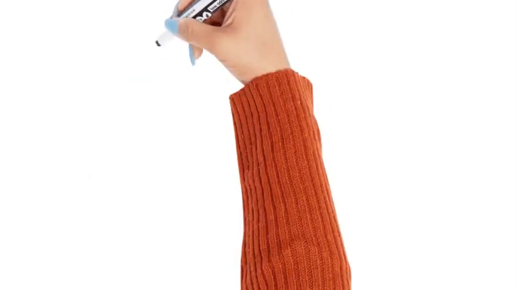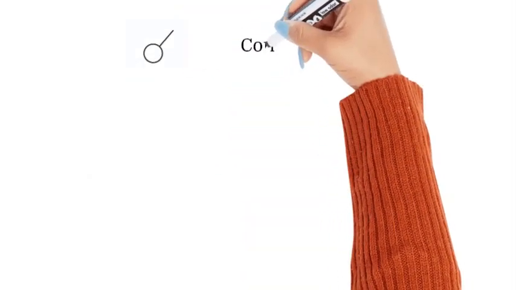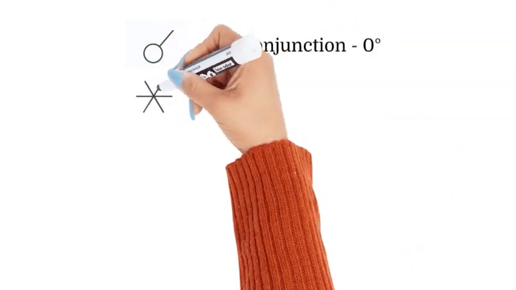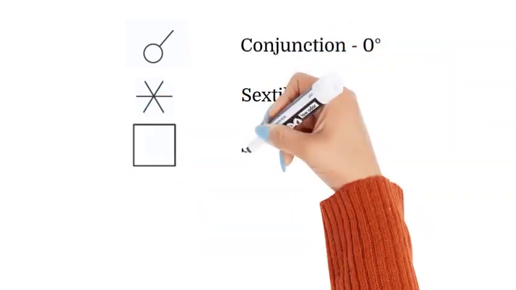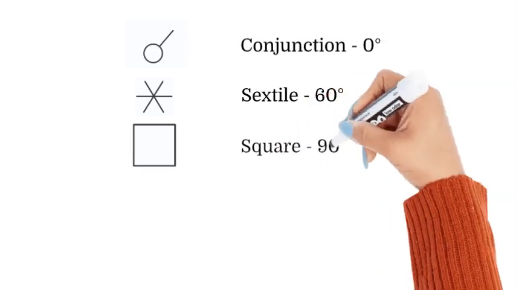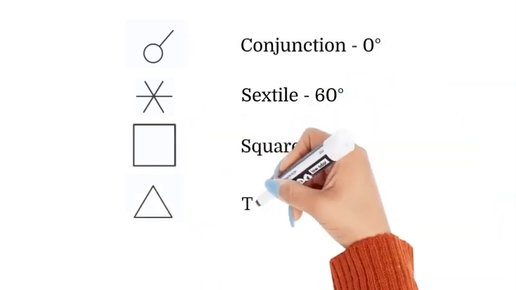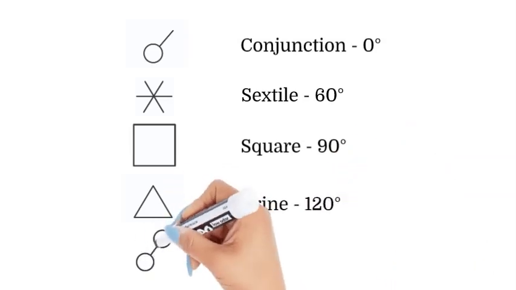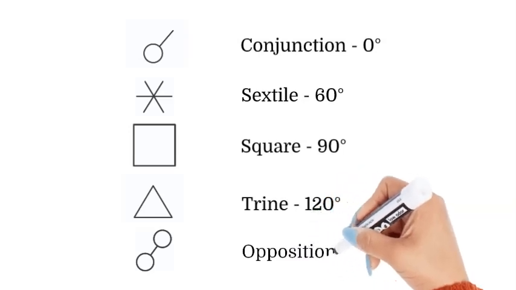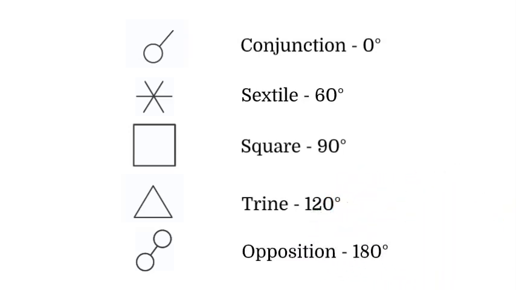There are 5 major aspects that most astrologers use. They are conjunctions at 0 degrees, sextiles at 60 degrees, squares at 90 degrees, trines at 120 degrees, and oppositions at 180 degrees. We are going to go over those 5 major aspects and take a look at the positives and negatives in each aspect.